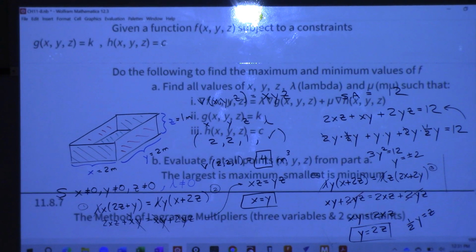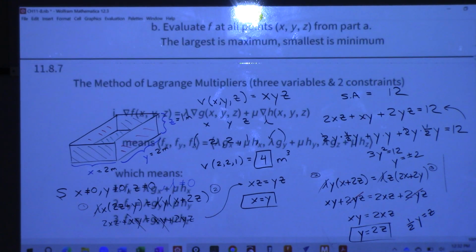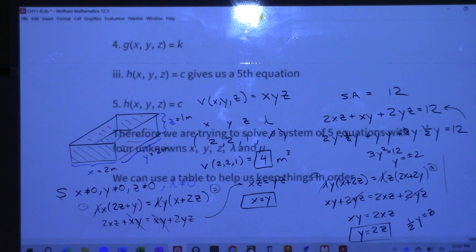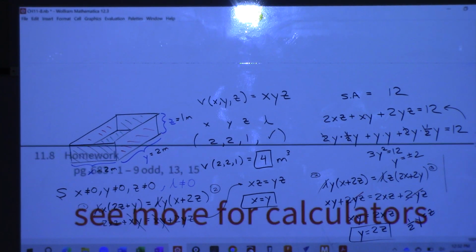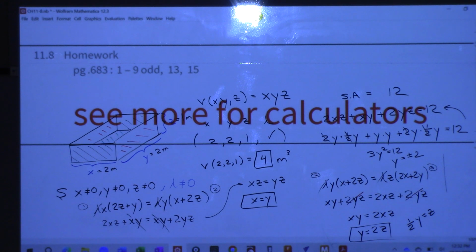And guess what? You can have Lagrange with 2 constraints, not just 1. You can have Lagrange with 2 constraints. Now, we won't test on that, but it's possible. And it's in your homework. So, yeah, we will talk about that later.